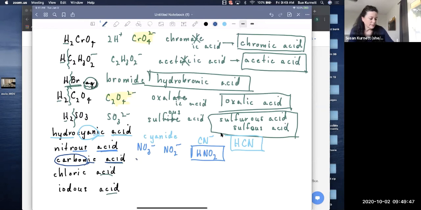Carbonate. It has a -2 charge, so I need to add 2 hydrogens to make it neutral. Carbonic acid. Ic acids. Ic acids come from ates.